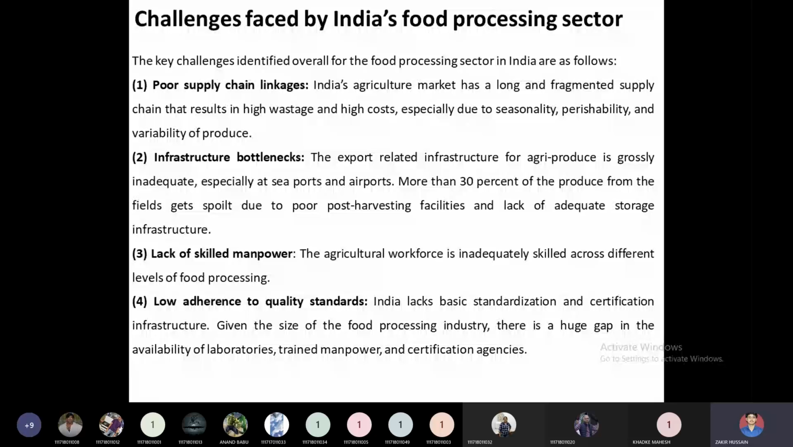But many industries do not follow the guidelines. So there is low adherence to quality standards in India. India lacks basic standards and certification infrastructure. If you see some packaged food, you will notice an FSSAI license, but they keep the license just for namesake. Nobody comes from the food sector to verify whether they are producing according to the guidelines and standards. They are not checking at all, because there is a lack of manpower in that government organization, FSSAI, and a lack of standards as well.